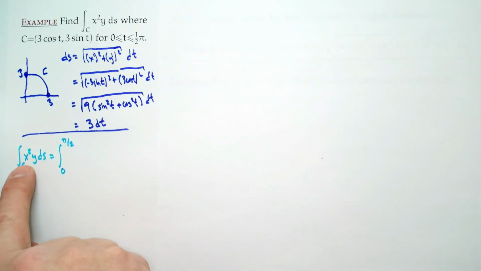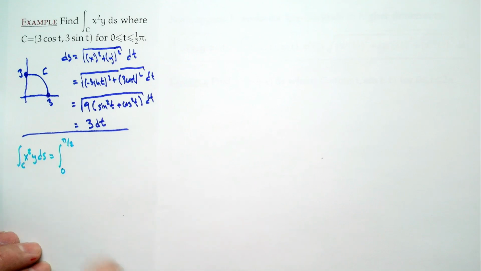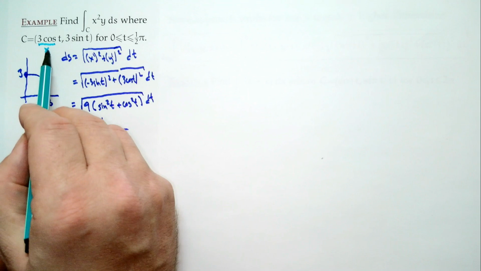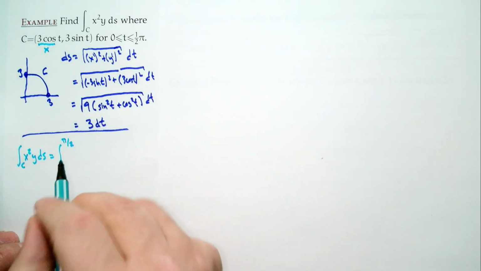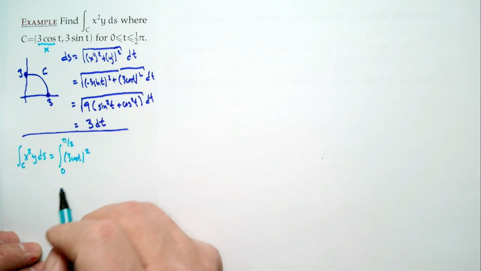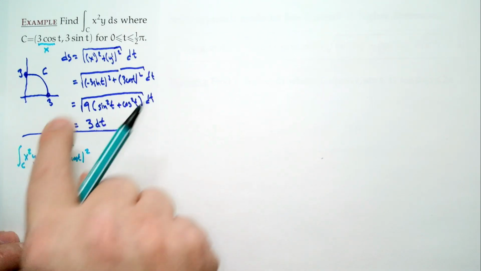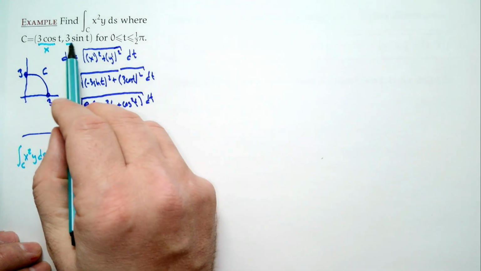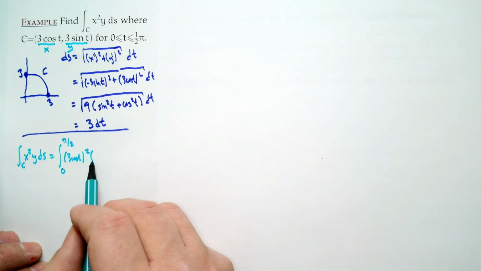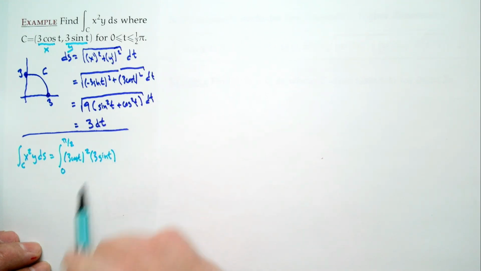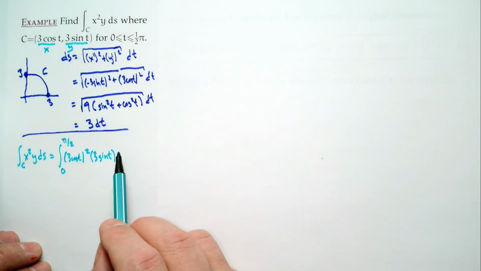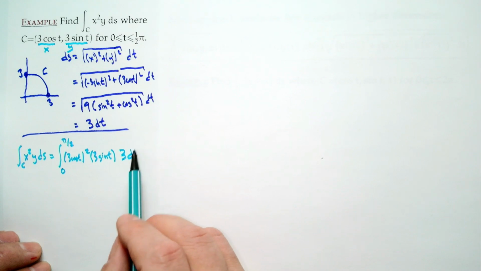Everywhere where you see an x, you replace it by what is x of t. So in our case, our x is 3 cosine t. So this x squared becomes 3 cosine of t squared. Everywhere where you see a y, you replace it by what your y of t is. In our case, y is 3 sine of t. So that becomes 3 sine of t. And where you see your ds, you do the computation, and it turns out, in our case, it's 3 dt.